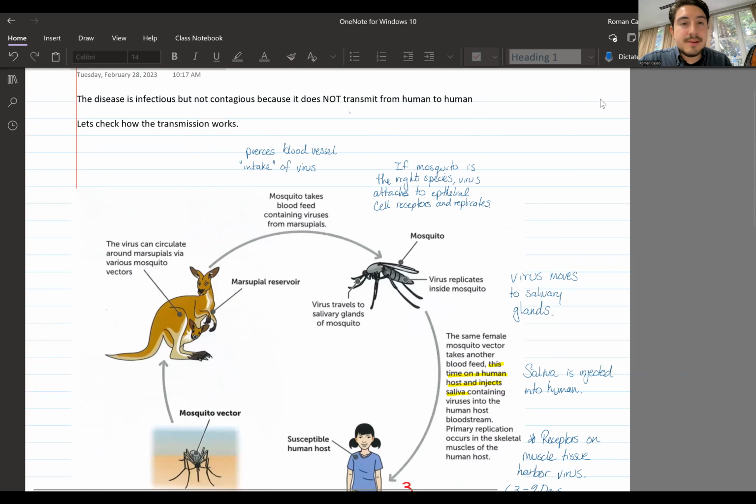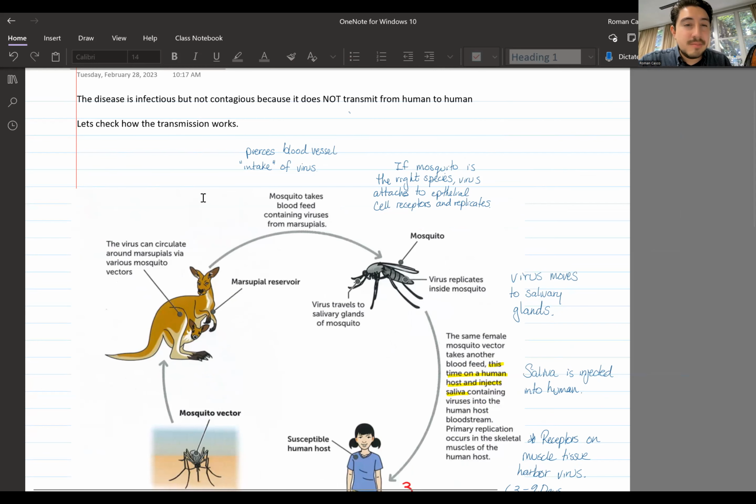So it doesn't transmit directly from human to human. You basically go from that mosquito vector to an intermediate host or a reservoir, right, onto that susceptible host of a human, right?